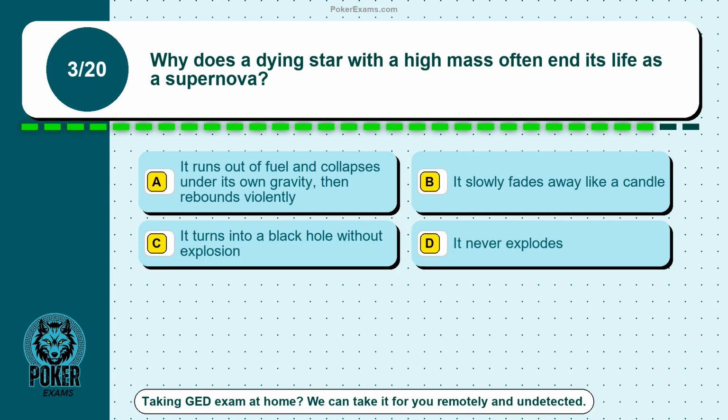Question 3. Why does a dying star with a high mass often end its life as a supernova? Option A. It runs out of fuel and collapses under its own gravity, then rebounds violently. Option B. It slowly fades away like a candle. Option C. It turns into a black hole without explosion. Option D. It never explodes.